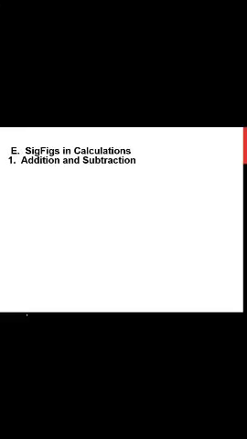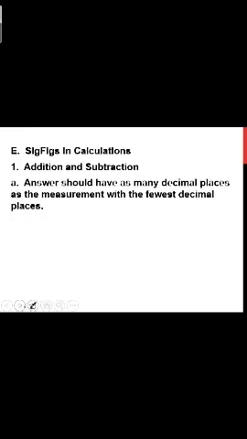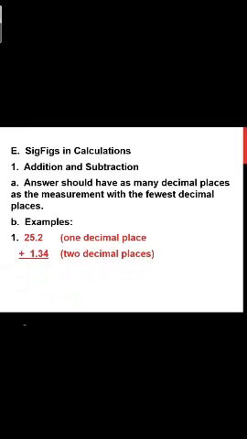Now, in science, we're always doing calculations, and addition and subtraction is definitely something that we will be doing in this class. So we need to know how we calculate significant digits when we're adding or subtracting numbers. When you're adding or subtracting, the rule is the same. Your answer should have as many decimal places as the measurement with the fewest decimal places. So for example, if we have 25.2, which only has 1 decimal place, and we're adding to that 1.34, which has 2 decimal places, our rule says that our answer can only have 1 decimal place. It has to have the number of the fewest in our problem.